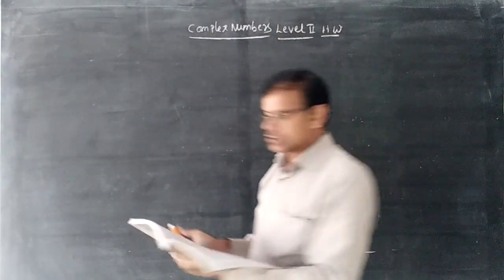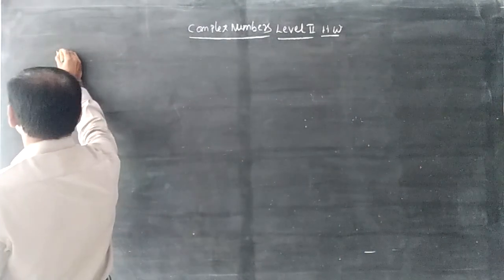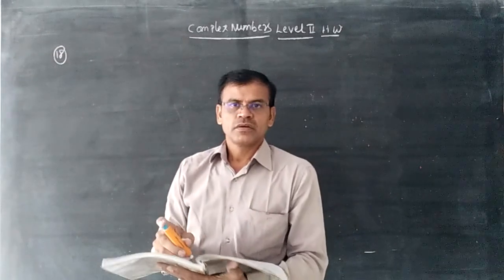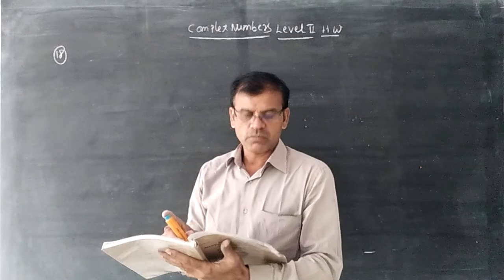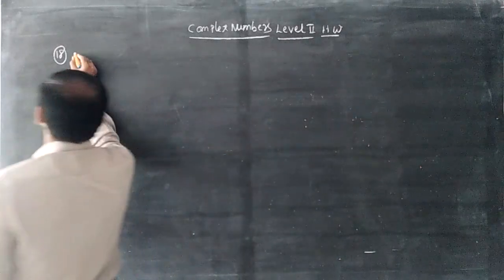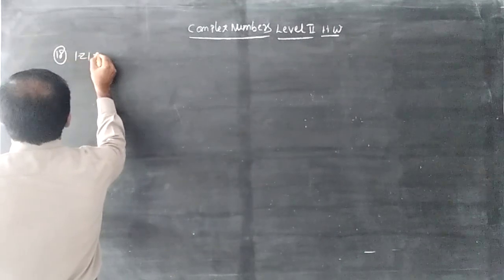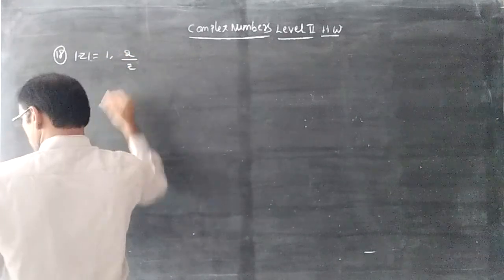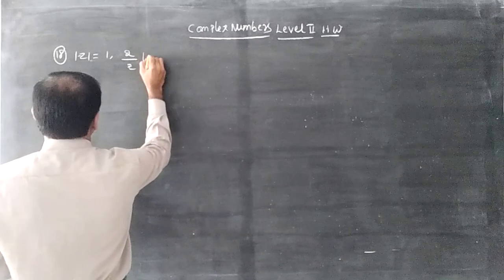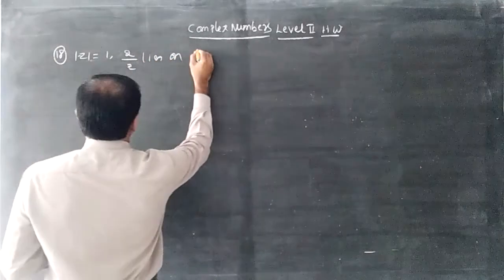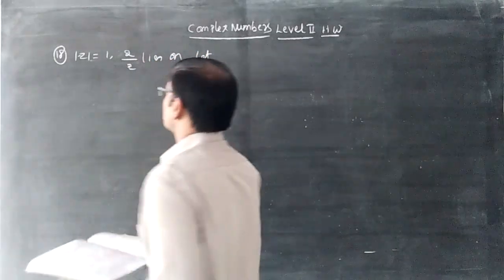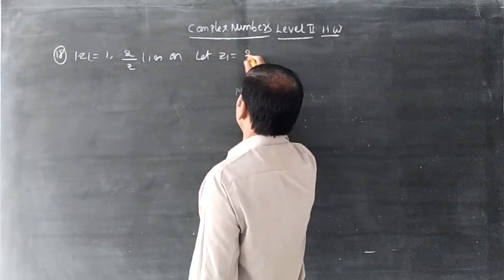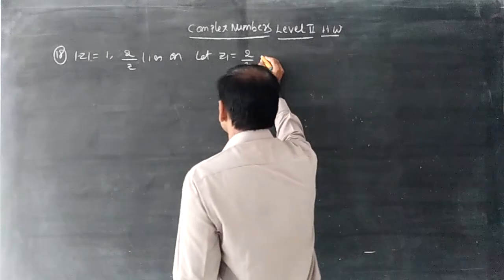Now 18th question. If Z lies on the circle, modulus Z is equal to 1, then 2 by Z lies on. Modulus Z is equal to 1. 2 by Z lies on. Let Z1 is equal to a locus point 2 by Z.